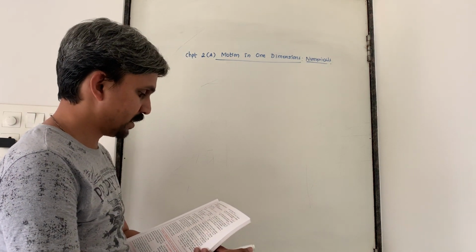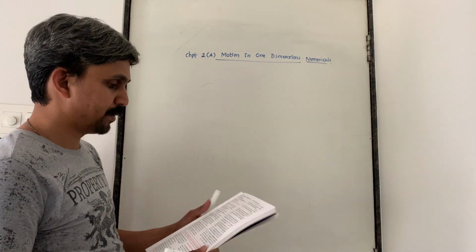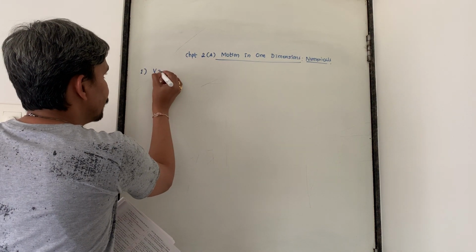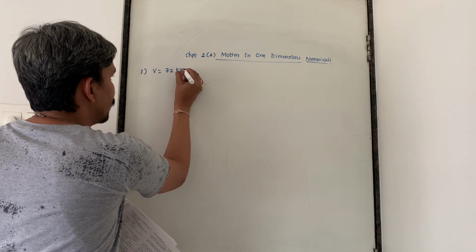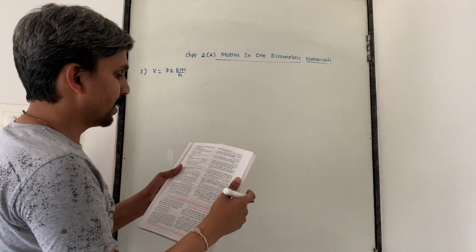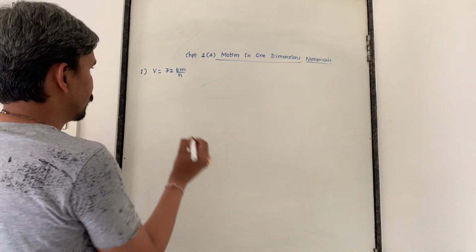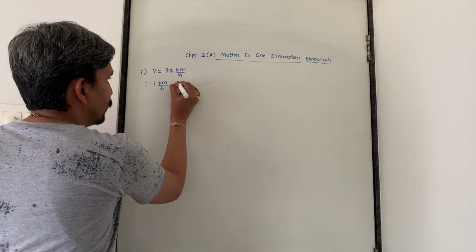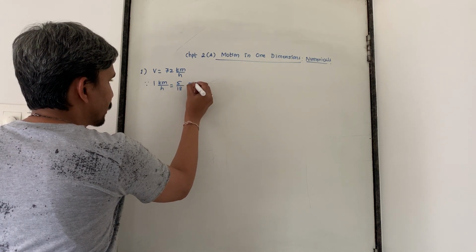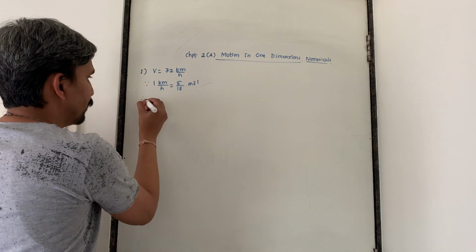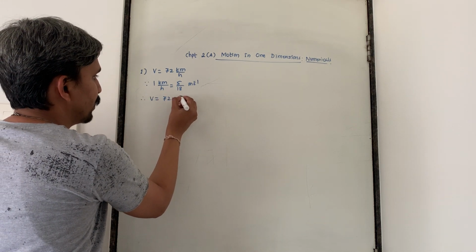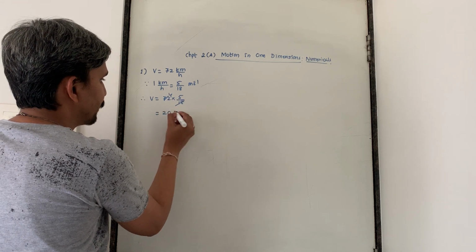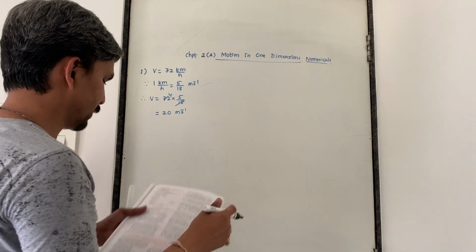The speed of a car is 72 km per hour, express it in meter per second. Now what is given? V is given as 72 km per hour, right? I want to convert this into meter per second. Since 1 kilometer per hour is equal to 5 by 18 meter per second, therefore V is equal to 72 into 5 by 18. That comes out to be 20 meter per second, this is the conversion. This is the first question.